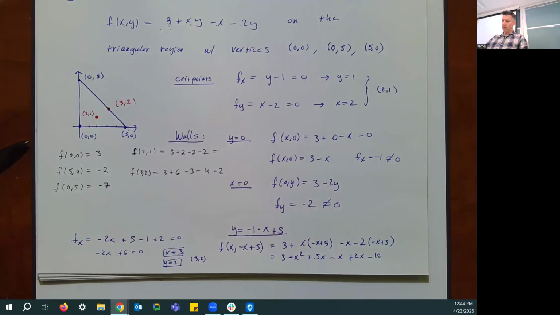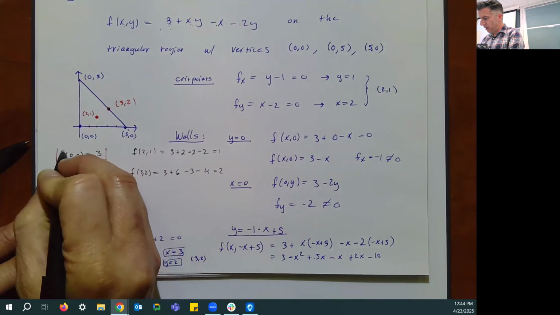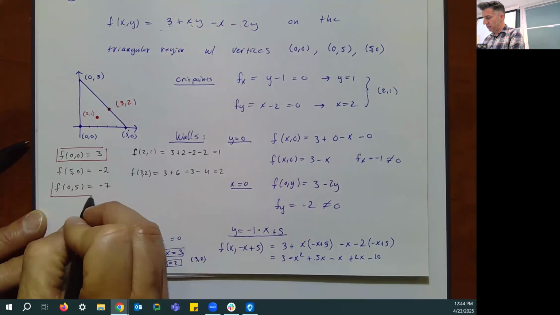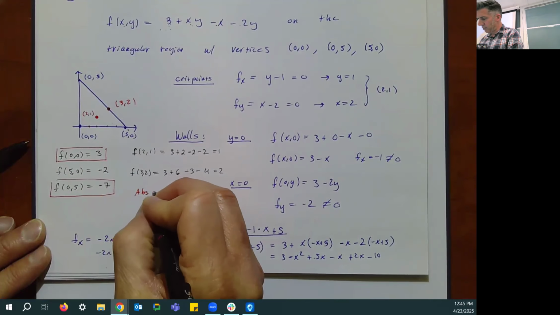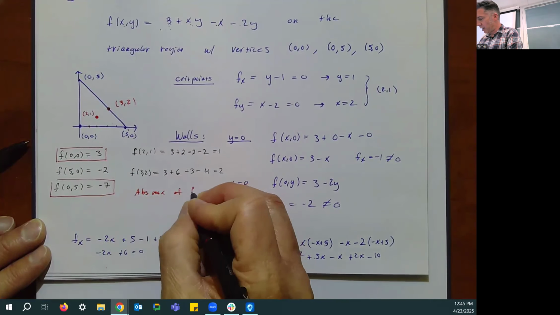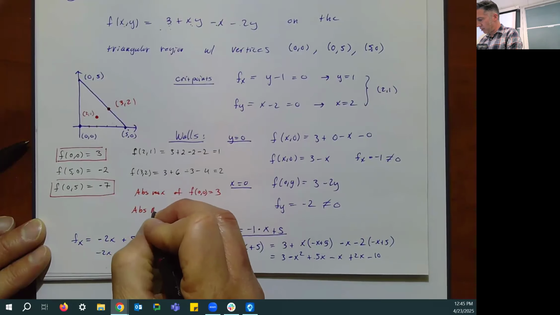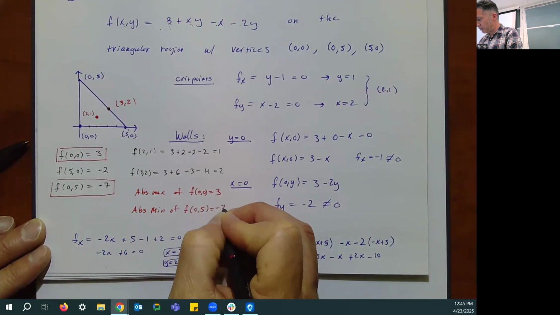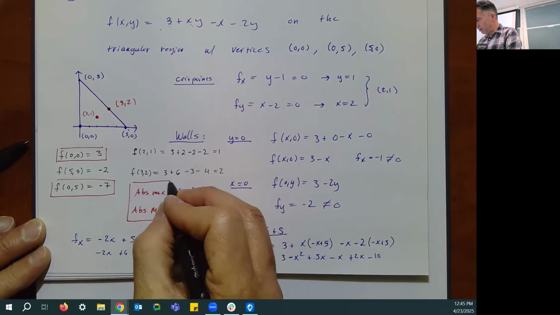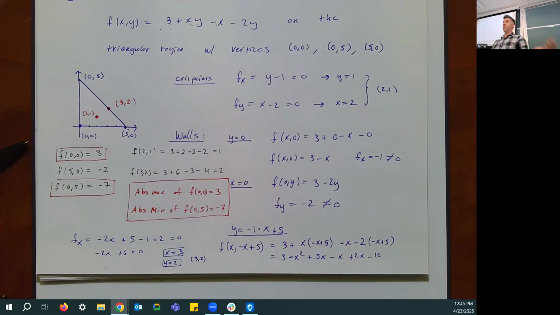So it looks like our absolute maximum is over here at 0, 0, and our absolute minimum is over here at negative 7. So absolute maximum of f of 0, 0 equal to 3. Absolute minimum of f of 0 comma 5 equal to negative 7. I think the way I'm writing the answer here is the most succinct way of writing it. You're including all the information you can with as little writing as possible.